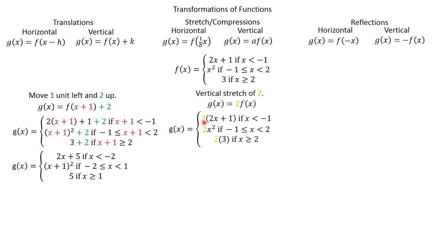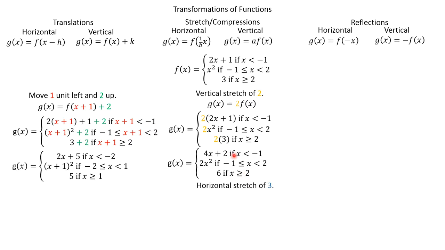So g of x equals 2 times 2x plus 1, 2 times x squared, and 2 times 3. The domain will stay the same. It will only change for horizontal transformations. Distribute the 2 to get 4x plus 2, 2x squared, and 6. And then again, the domain stays the same.